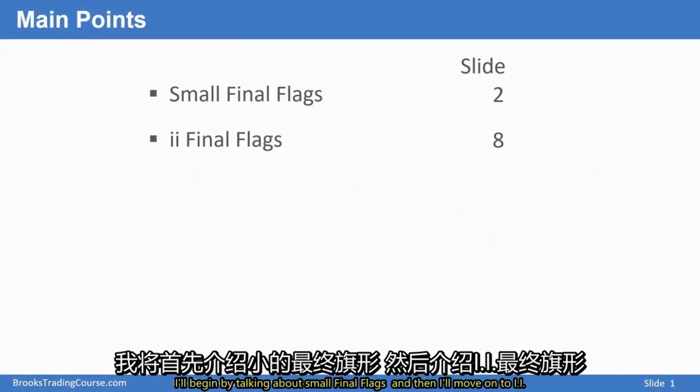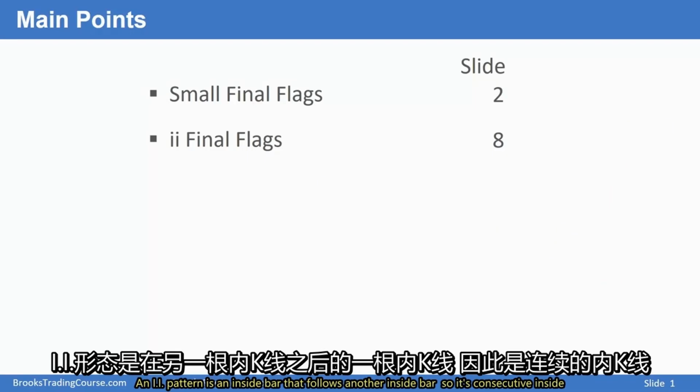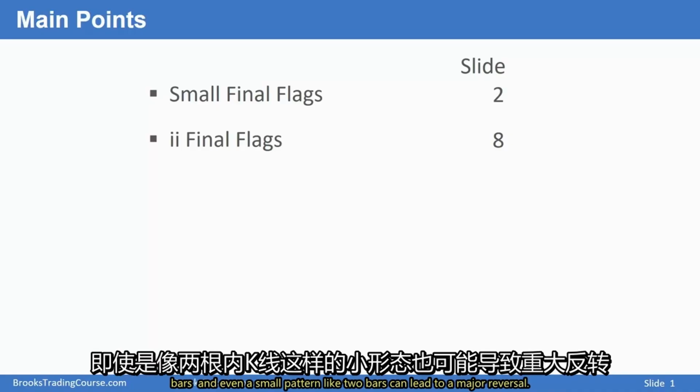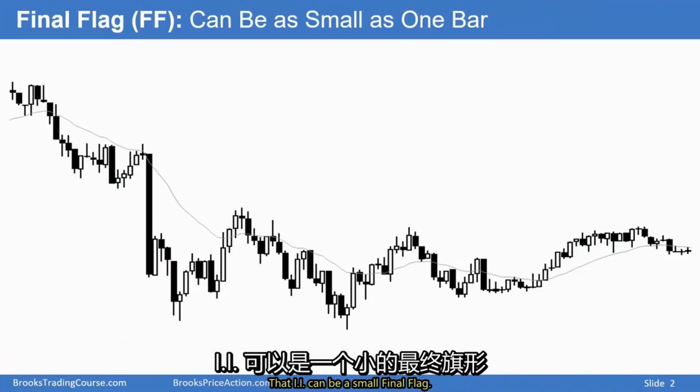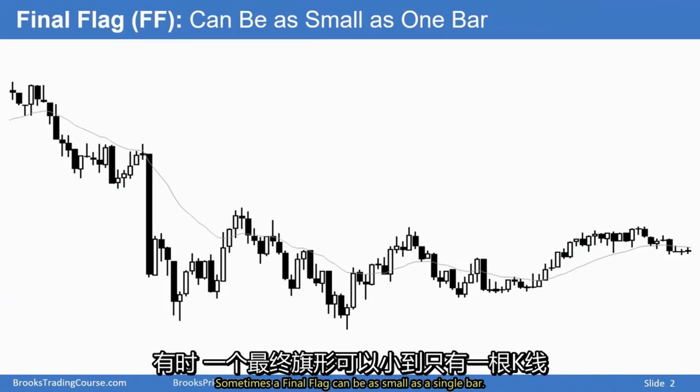I'll begin by talking about small final flags, and then I'll move on to II final flags. An II pattern is an inside bar that follows another inside bar. So it's consecutive inside bars, and even a small pattern like two bars can lead to a major reversal. That II can be a small final flag. Sometimes a final flag can be as small as a single bar.